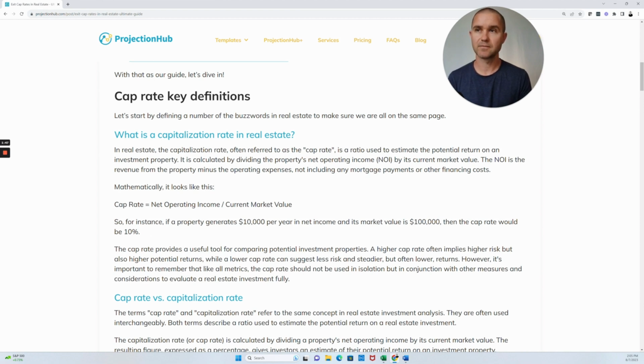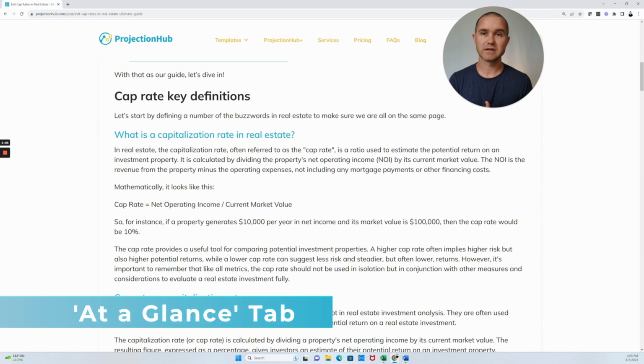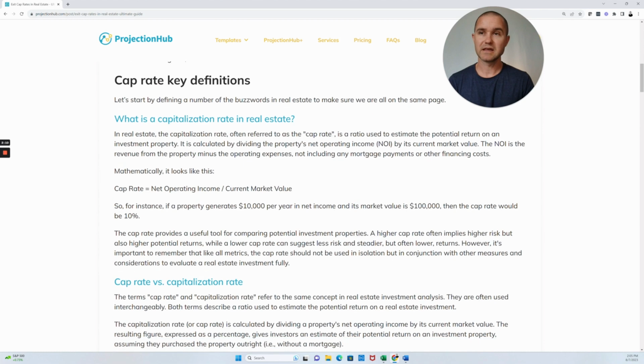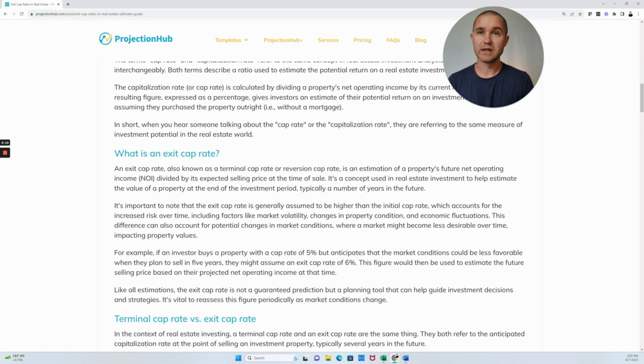If a property generates $10,000 per year in net income and its market value is $100,000, the cap rate would be 10%, right? So if you are looking to acquire a property, you probably know you're acquiring it at a certain cap rate. And so the question is, and it's got to be part of your model to determine whether you think it's a good investment, ultimately, your model needs to have an exit cap rate. What do we think the cap rate's going to be when, in the future, we sell the property? In order to do that, we're going to need to estimate our future net operating income divided by the expected selling price in the future.